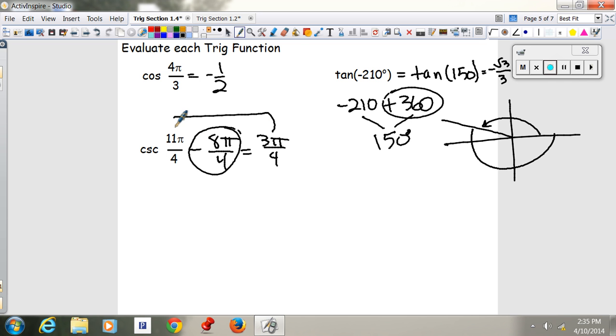3 pi over 4 and 11 pi over 4 are coterminal angles. They're the same values. So if you go to 3 pi over 4, you're also getting the values for 11 pi over 4. Now if you try 3 pi over 4, go all the way across. What do you see? You see radical 2. Radical 2 for cosecant. You got it right there. You get it?